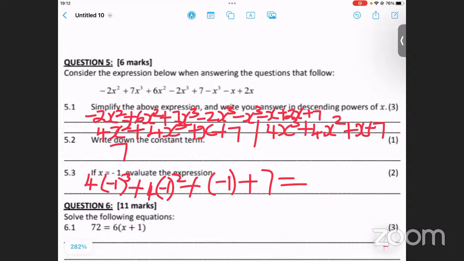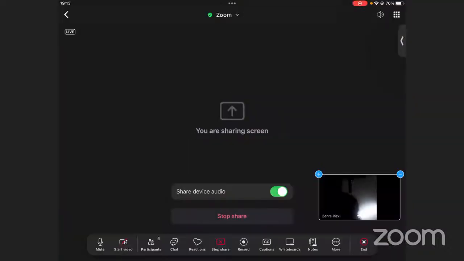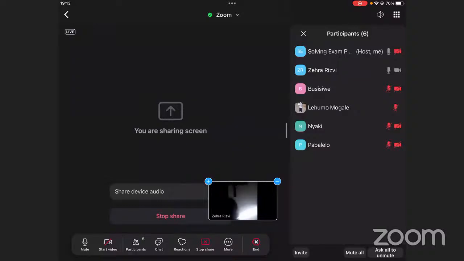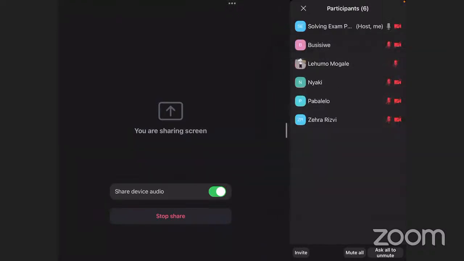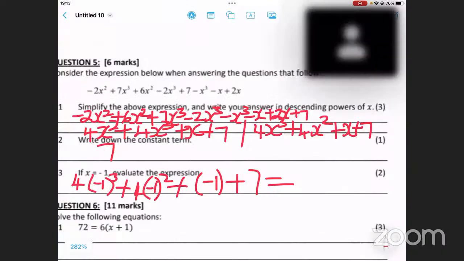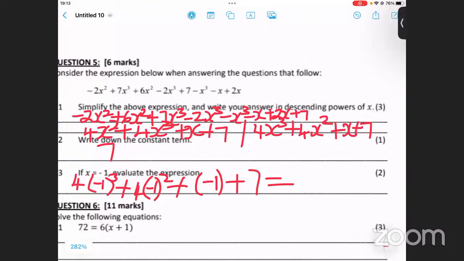Anybody who got an answer? Let's see who's in here. I got 6. Who got what? Busisi, how much did you get? Ma'am, I got 6. 6. Luhumo, how much did you get?